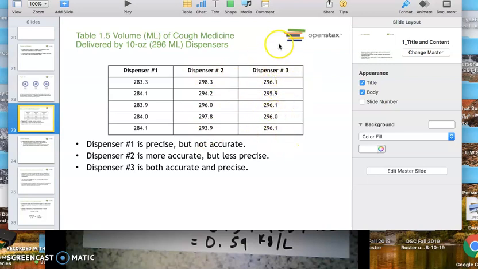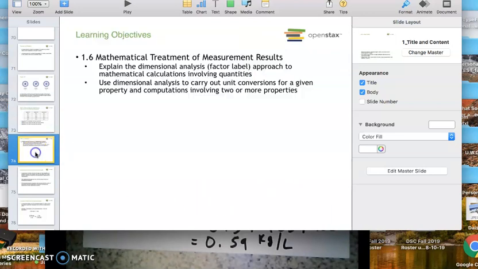And then data set number 3 for dispenser number 3, it has values that are very close to 296 or 296 exactly. So you have precision in this case because the values are very similar to one another, and you also have accuracy because we know that the real true value is 296 milliliters. So in this case, dispenser 3 has both accuracy and precision.